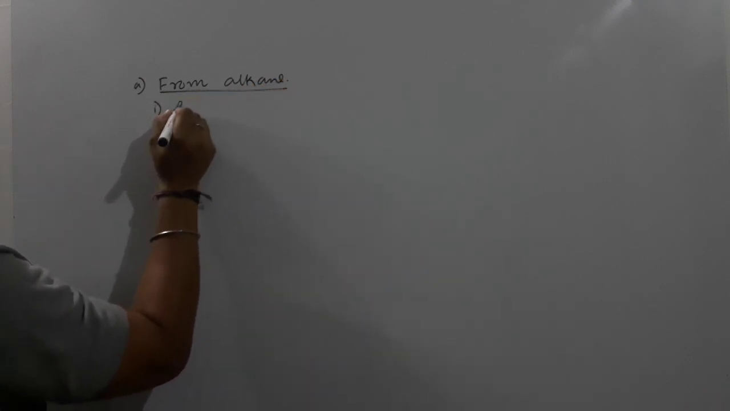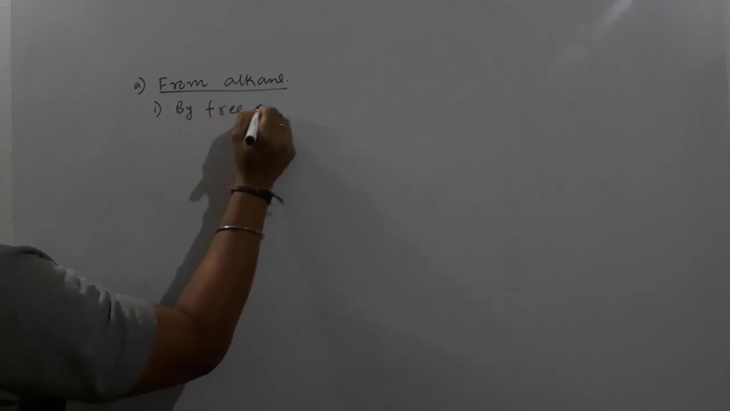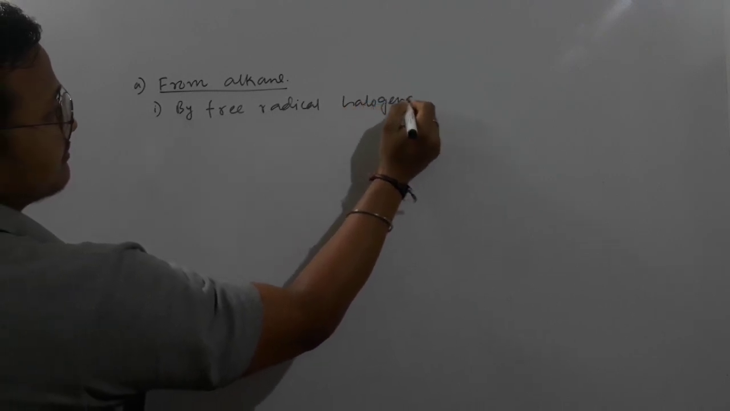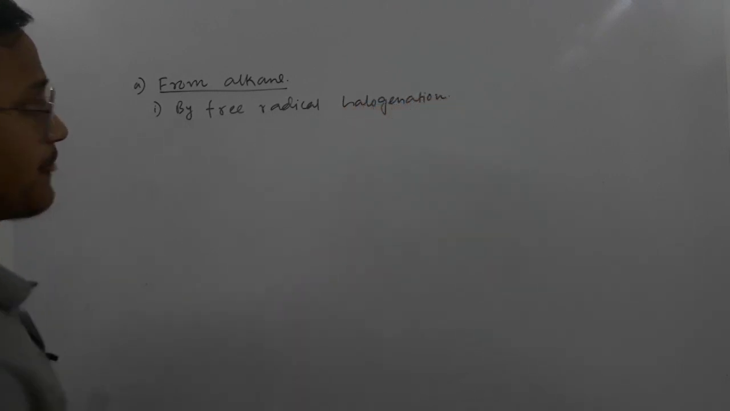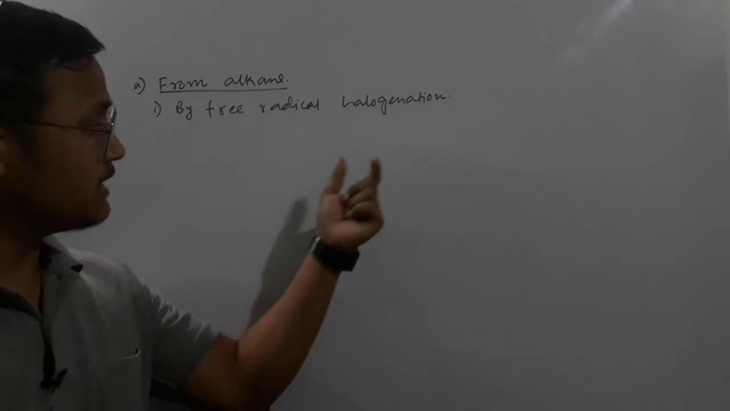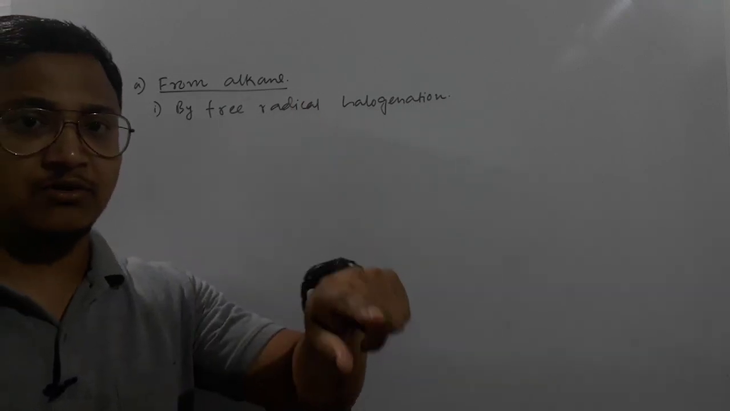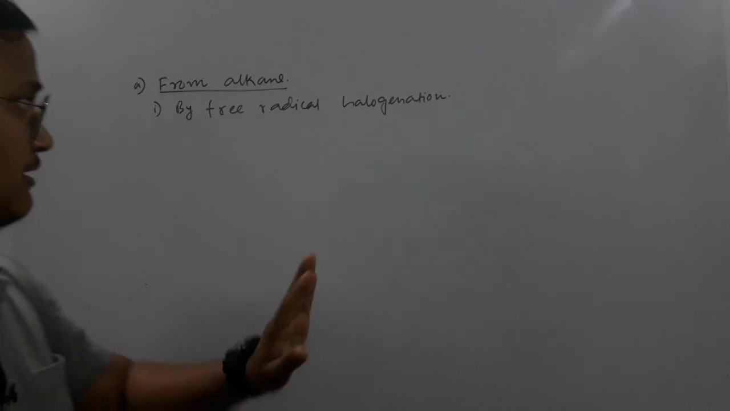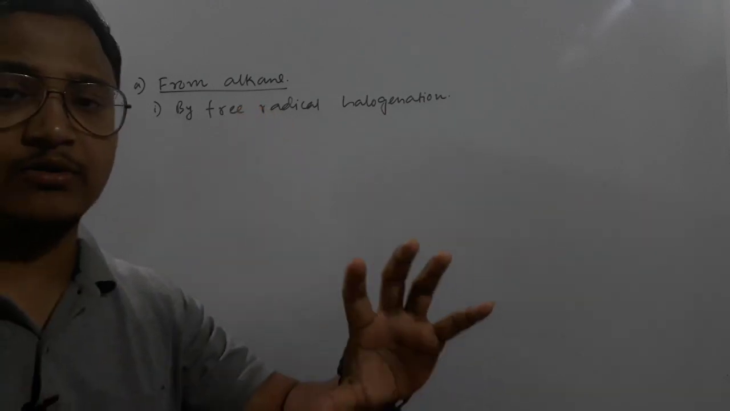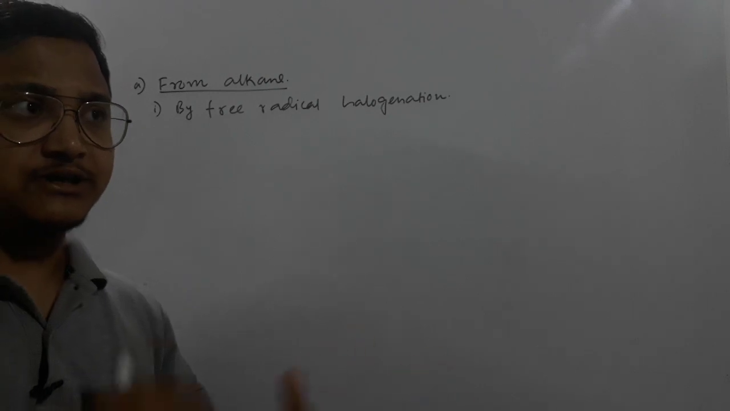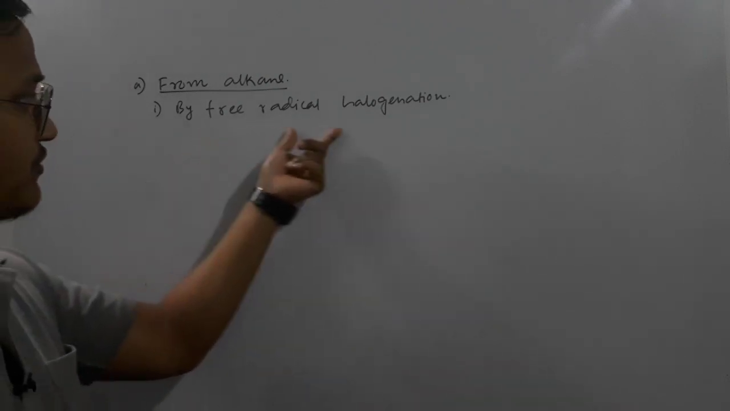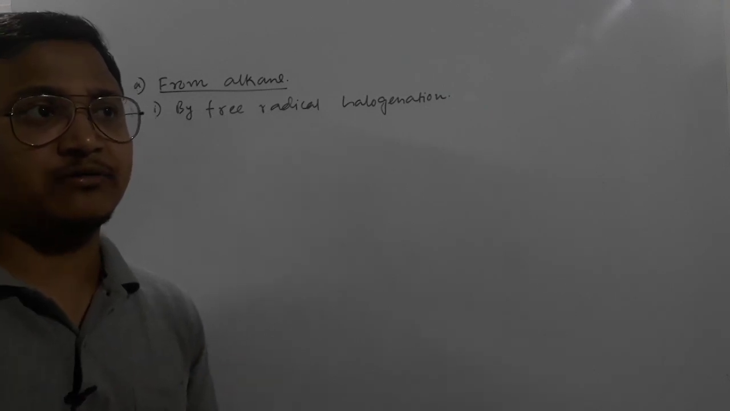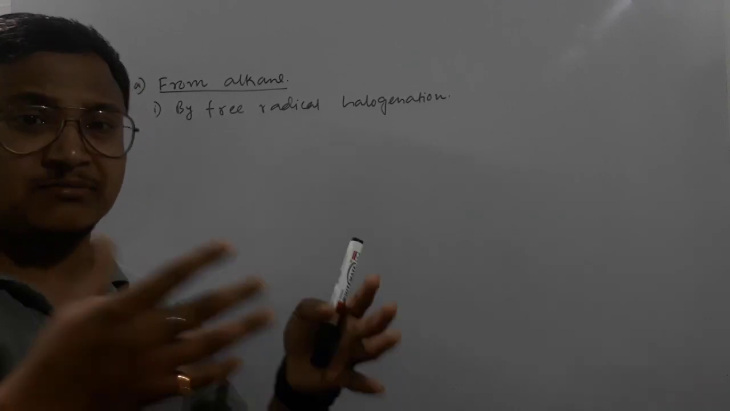And what is the method? It is by free radical halogenation. Students, the meaning of halogenation is addition of halogen, or we are substituting hydrogen from alkane by halogen. Clear? And free radical is the process, or you can say the mechanistic part. It's a type of mechanism. When we are talking about free radical reactions, the reaction always proceeds in presence of ultraviolet ray or large amount of heat.